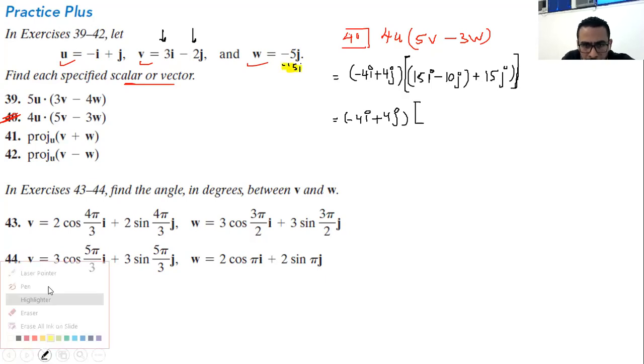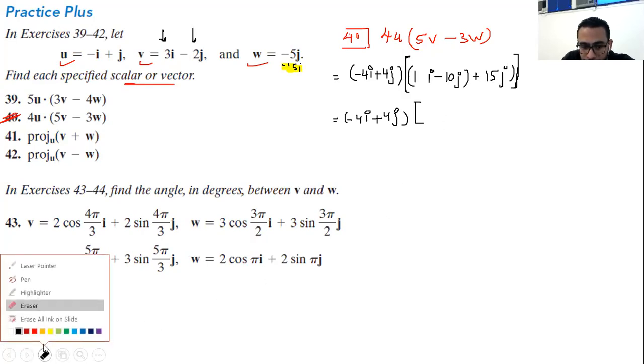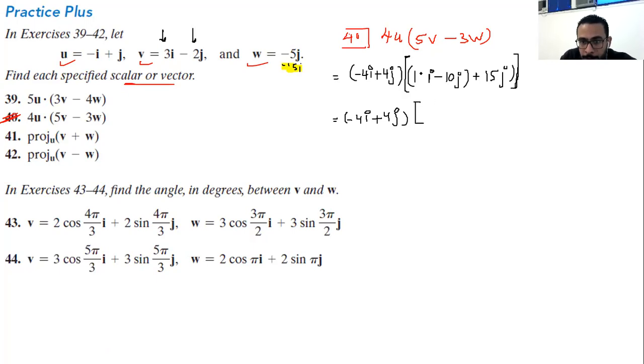Add 15i plus 15j. Can we add them? No, wait. We have here 15i, 15i minus 10j, negative 10j plus 15j equals 5, plus 5j, and then multiply.